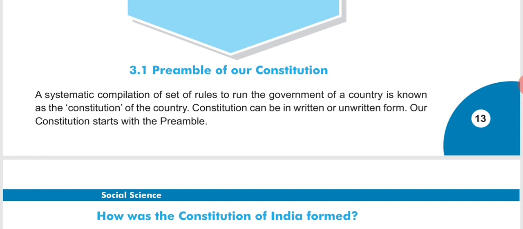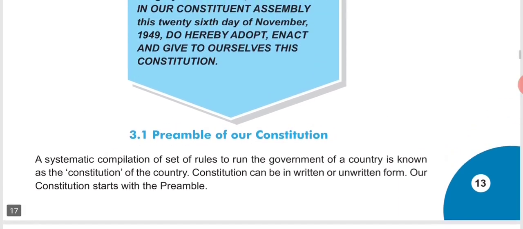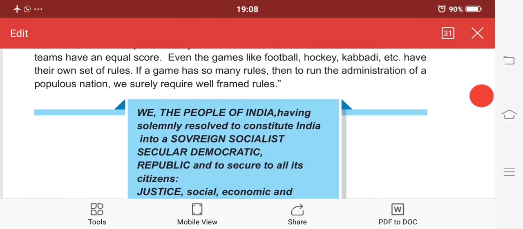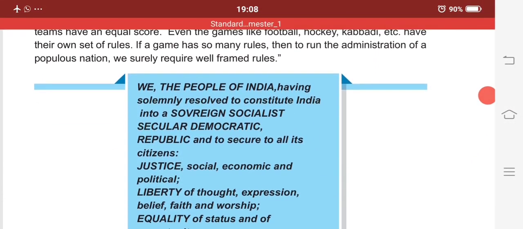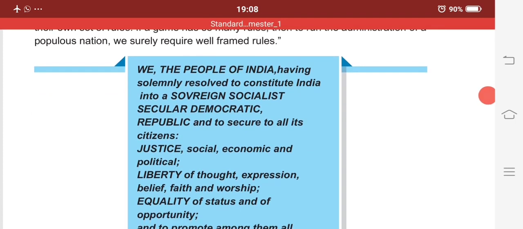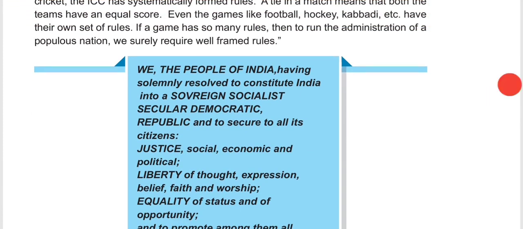So all these things are mentioned in our constitution, and if we have a look at our constitution, it begins with a preamble. This is the most important part. Here you can see the preamble of our constitution. Our constitution begins with the preamble. So what is a preamble?